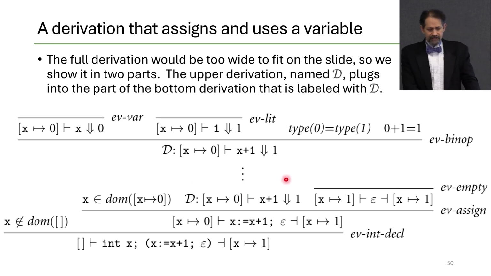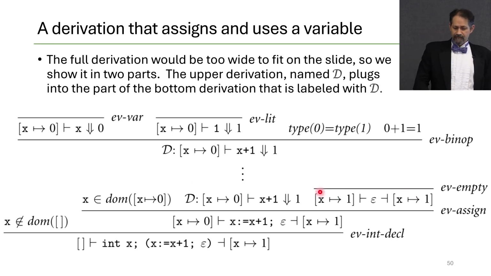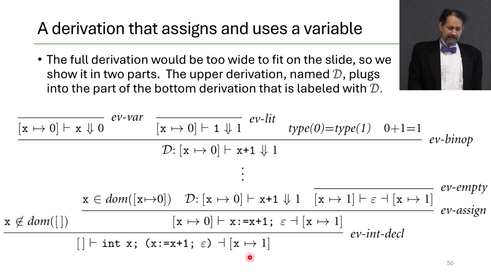We'll also check the empty rule, which just says the environment is not transformed, and so the resulting environment gets used on the right-hand side of all of these expressions, and we find out that the end of evaluating the sequence is an environment where x is equal to 1.